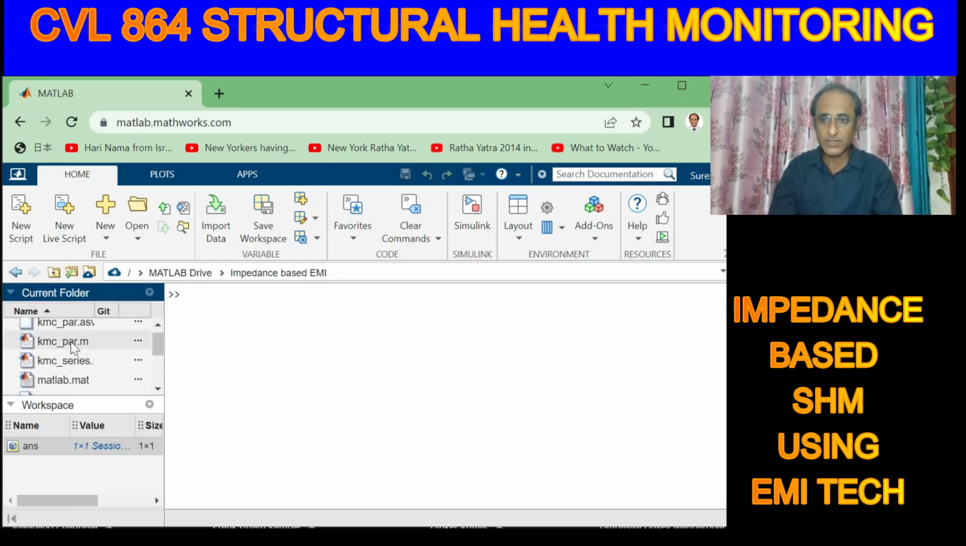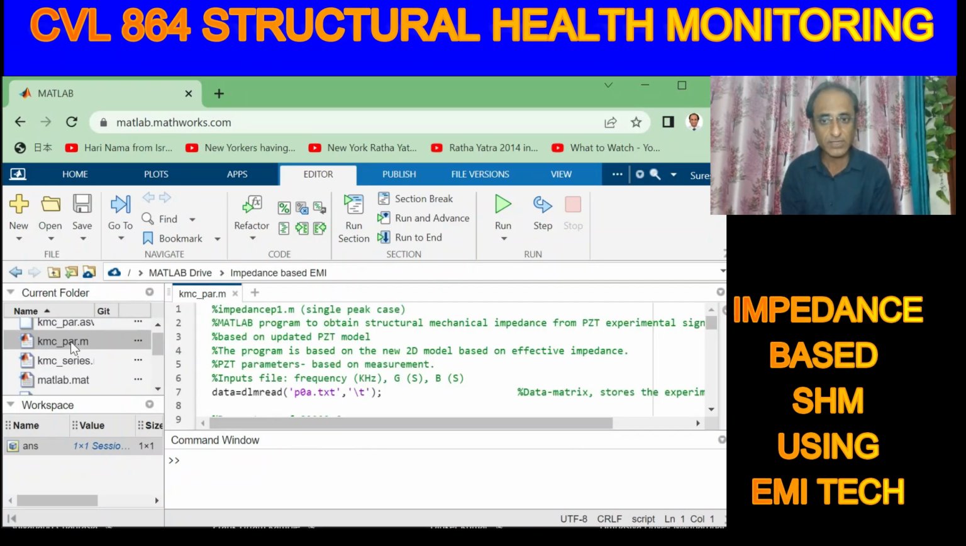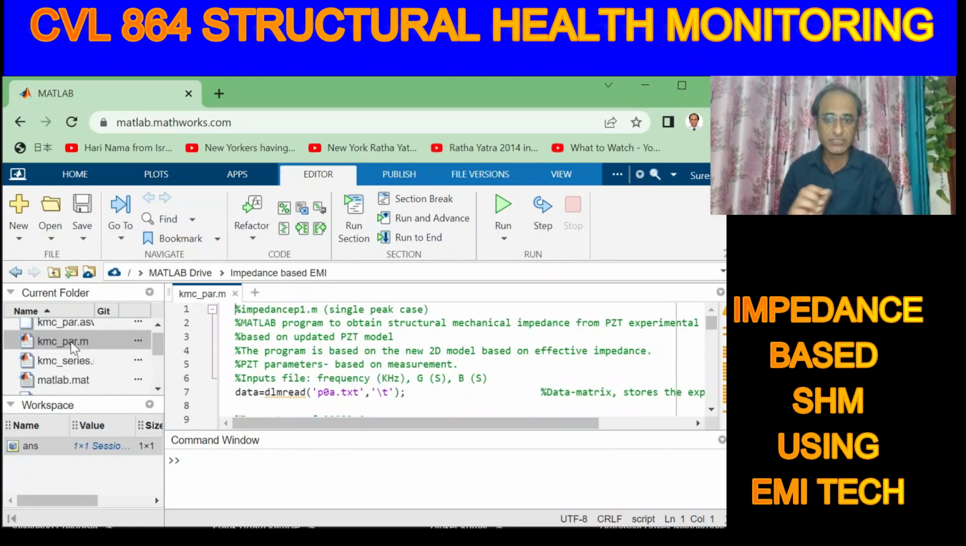I'm first opening the MATLAB program which does this computation. It is basically just complex algebra, nothing else, if you have the values of G and B measured from experiment. For example, here we have the file. We are inputting this text file, which consists of the frequency, the real part and the imaginary part. It's just like the signature which you acquired from your test specimen in experiment number 5. A similar kind of text file is there.